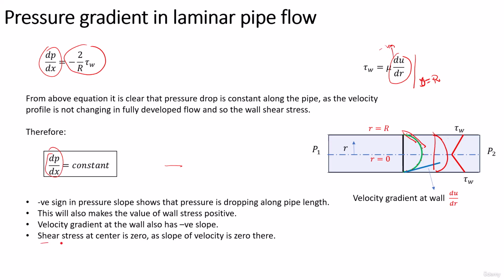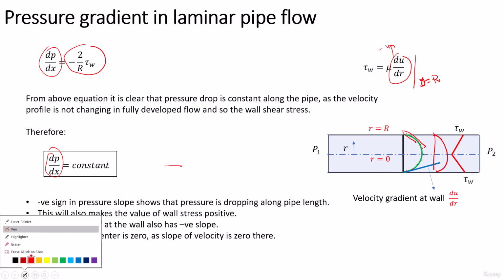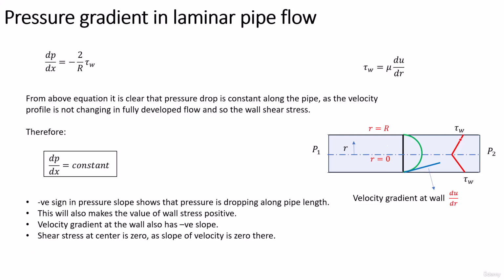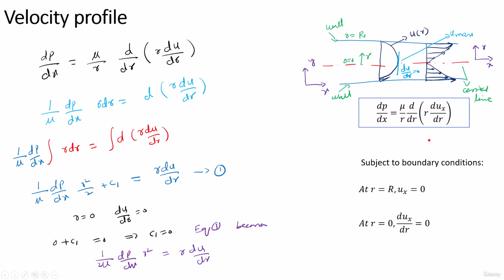And the shear stress, as drawn here, let me show you, at the center will be 0, and it will be maximum on the wall, on both sides. Like this is the circular cylinder, so around the whole circumference. Okay, now let's discuss the velocity profile.